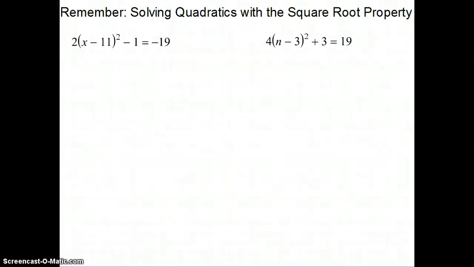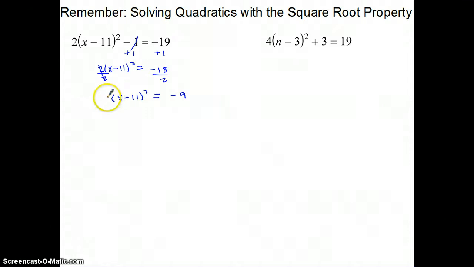So as we've seen before, the first step that we need to take is to isolate the term that's being squared. In this case, that's the entire x minus 11. So to do that, I add 1 to both sides, leaving me with 2(x minus 11) all squared equals negative 18. I then divide both sides by 2 to continue isolating the term being squared, leaving me with (x minus 11) all squared equaling negative 9.